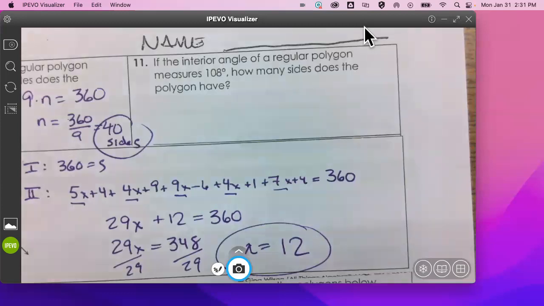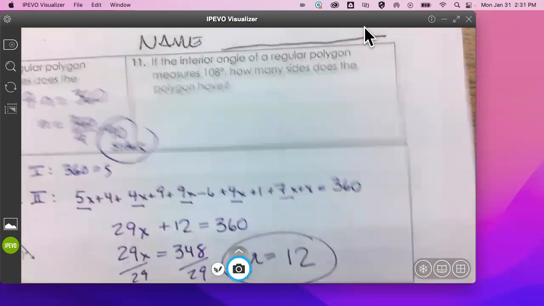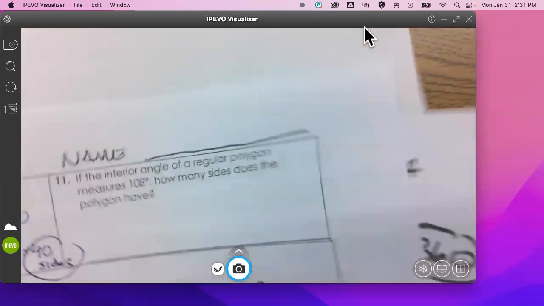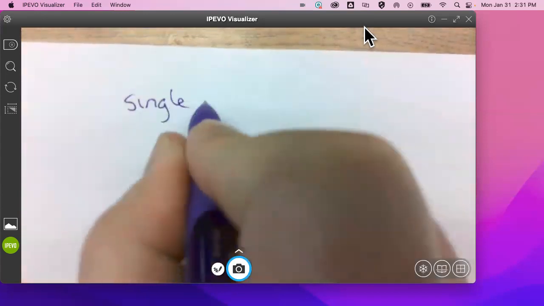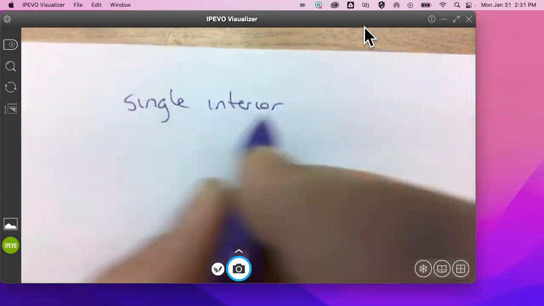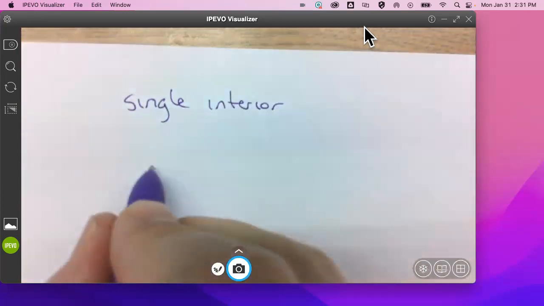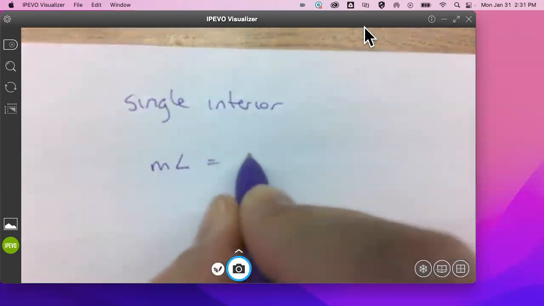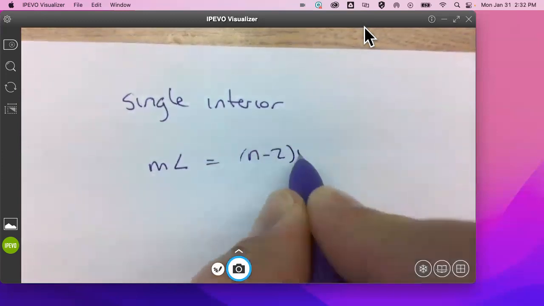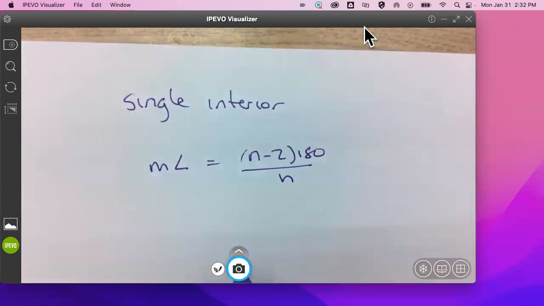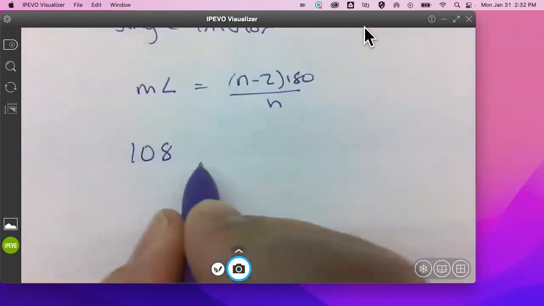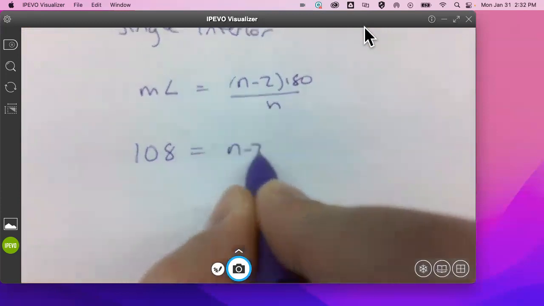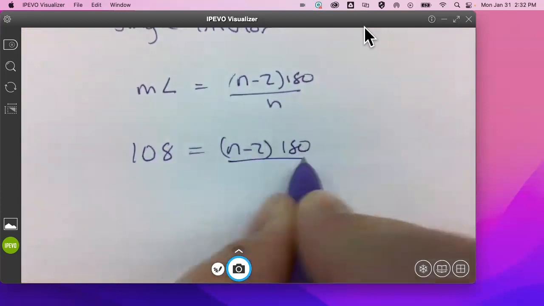So there are 2 ways this can be done. One is the long way. What kind of formula are we talking about here? Single interior angle. We said that the formula of that is going to be n minus 2 times 180 over n. And we could say that this measure was given to us as 108. So we could set that as the answer to this problem.